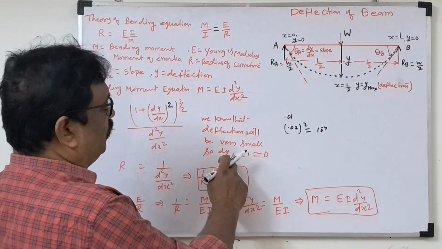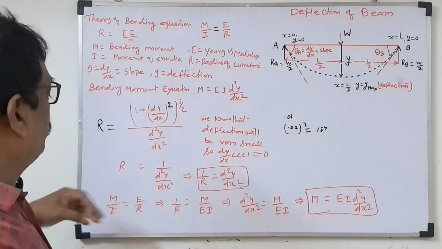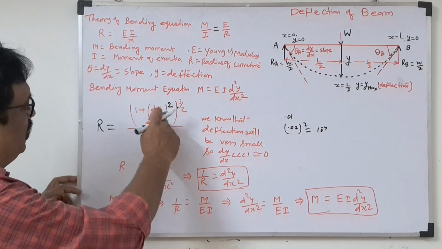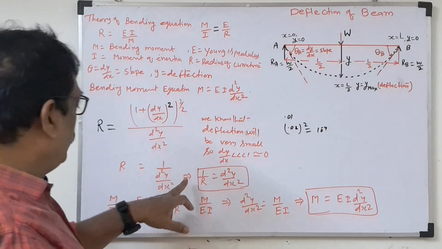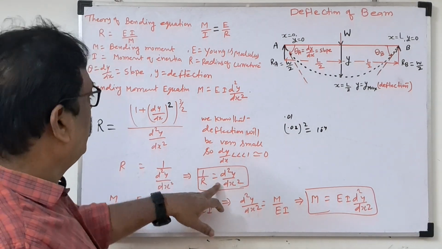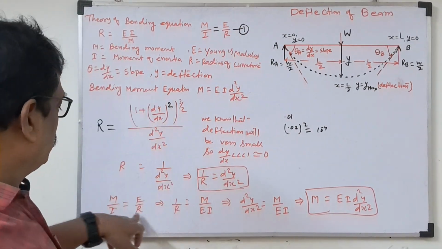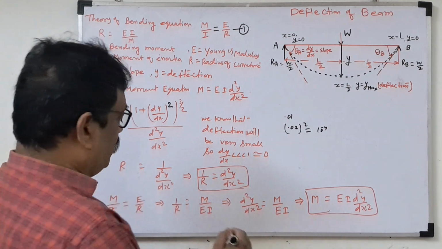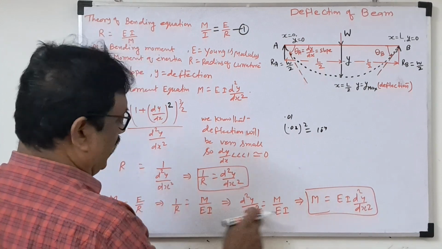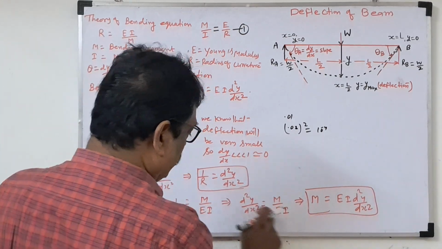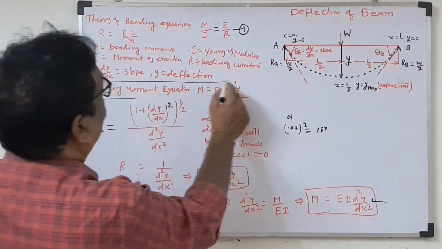So we assume that the deflection is almost zero when we apply the load on the beam. So substituting, dy by dx is 0, so the numerator will be 1 only. 1 power 3 by 2 is 1 only. So 1 by R we get as d square y by dx square. Now we take the bending equation, already given as equation 1, and substitute this 1 by R here. So d square y by dx square is M by EI. Now M is equal to EI d square y by dx square. This is the bending moment equation.